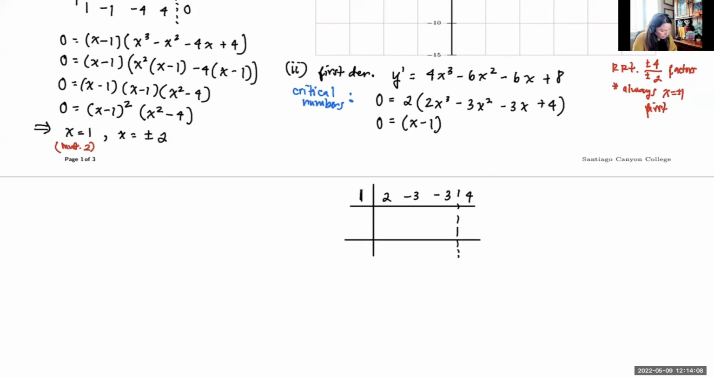So once again, I just dropped the 2 down. 2 times 1 is 2. Negative 3 plus 2 is negative 1. Negative 1 times 1 is negative 1. Negative 3 plus negative 1 is negative 4. Negative 4 times 1 is negative 4. And 4 plus negative 4 is 0. So that means up here, that will leave us with a 2x squared minus x minus 4.